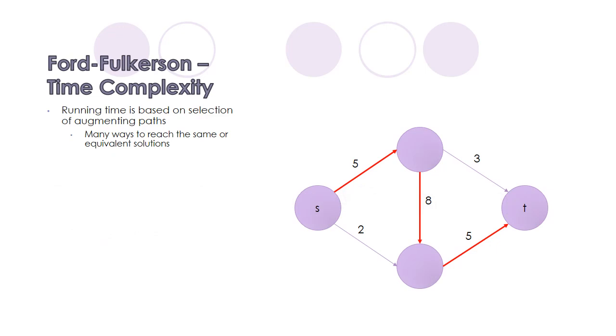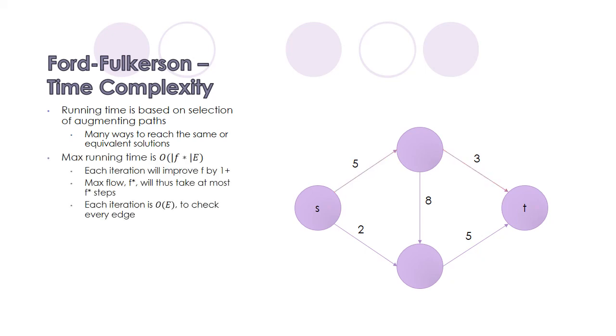So the running time is based on the selection of augmenting paths. Now on the right here is the little example we saw earlier about pushing back. Now this was the path that I first chose, but we can see it would have been a lot quicker if I'd done the following, which is to just pick the obvious choice of the top 2 first. Now it turns out that the max running time of Ford-Fulkerson is the order of the size of the max flow times the number of edges. Now this comes about because each iteration of the algorithm must improve the flow by at least 1. And so it's going to take us max flow steps to get to this max flow. And then each iteration is going to take E number of steps because it has to check every edge to find the path.